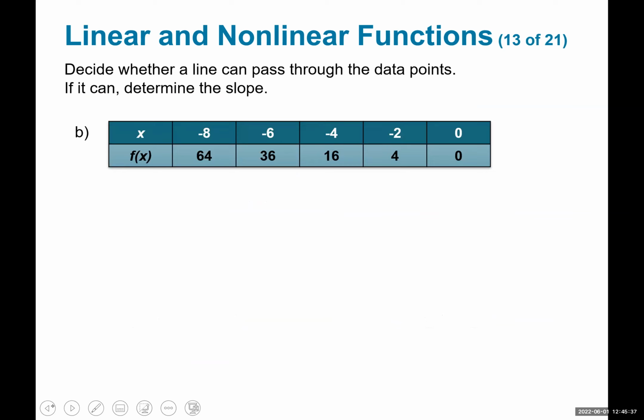Okay. All right, we're doing it again. Let's see if there's a constant change. This looks like it went down 36. This went down 20. This went down 12. It's not the same number being changed every time. So it's not constant.